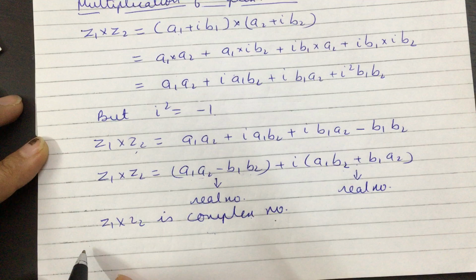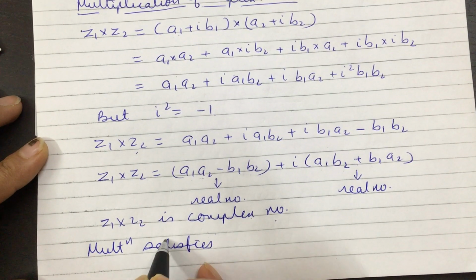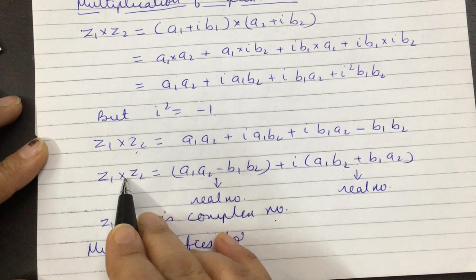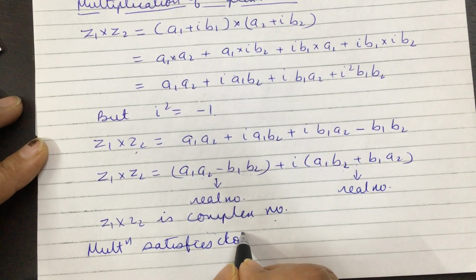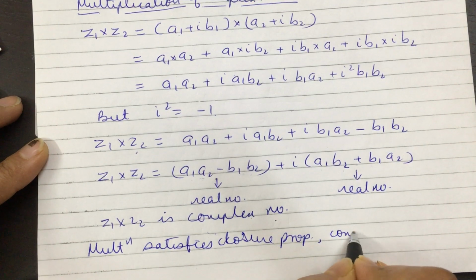Now, just like addition, multiplication satisfies the closure property. Closure, because the product of two complex numbers is another complex number. So we call it the closure property. Now, it is also commutative in nature.